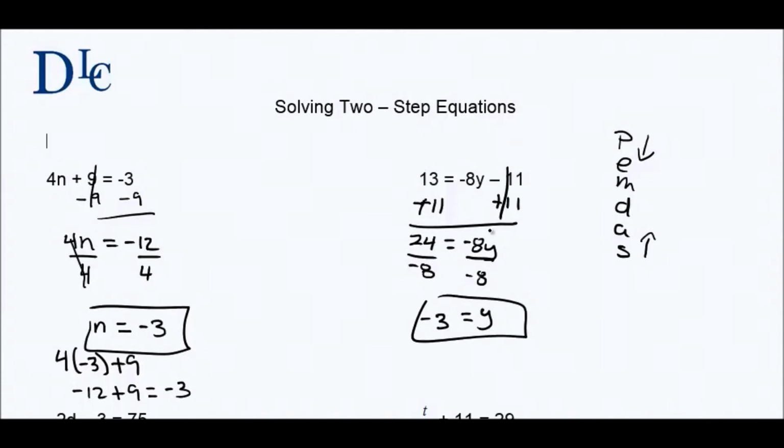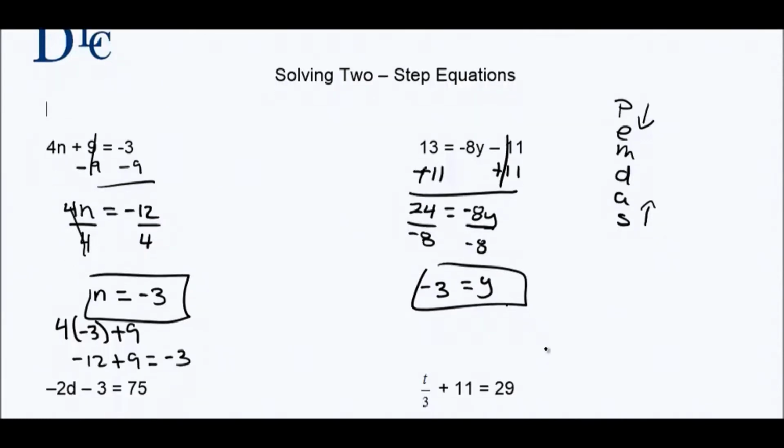We're done. What you could have done was flip your equation the other way if that makes you feel more comfortable. That way you could have your y on the left side and your number on the right. It makes no difference, because -3 equals y is the same as y equals -3.